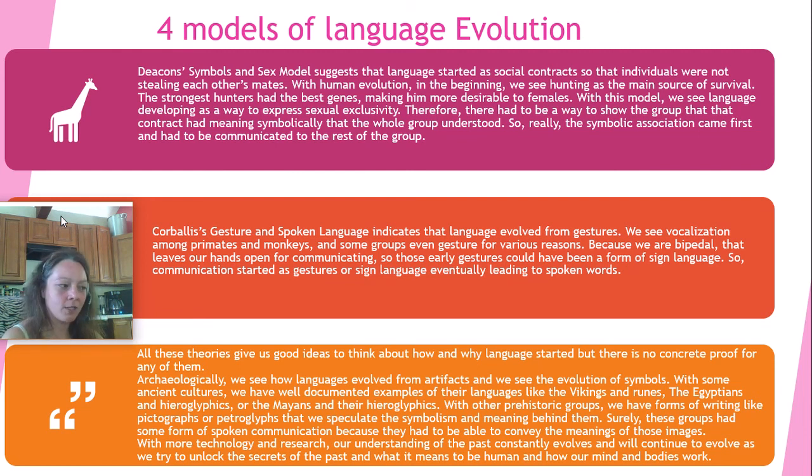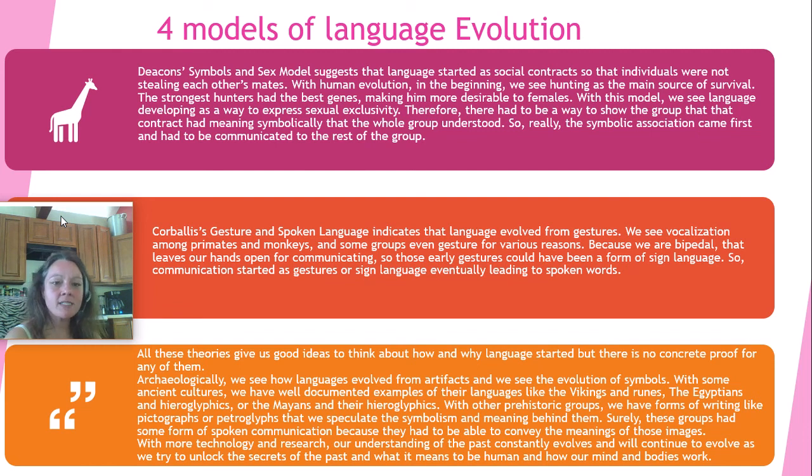So the gorilla turns, or the head chimp turns his head, and the younger chimps watch while that head chimp is fighting with somebody else who wants to be the head chimp. Then all the little secondary chimps come in and they're the ones mating with the females because the head chimp is distracted. So that's kind of what Deacon is thinking about here with his symbols and sex model.